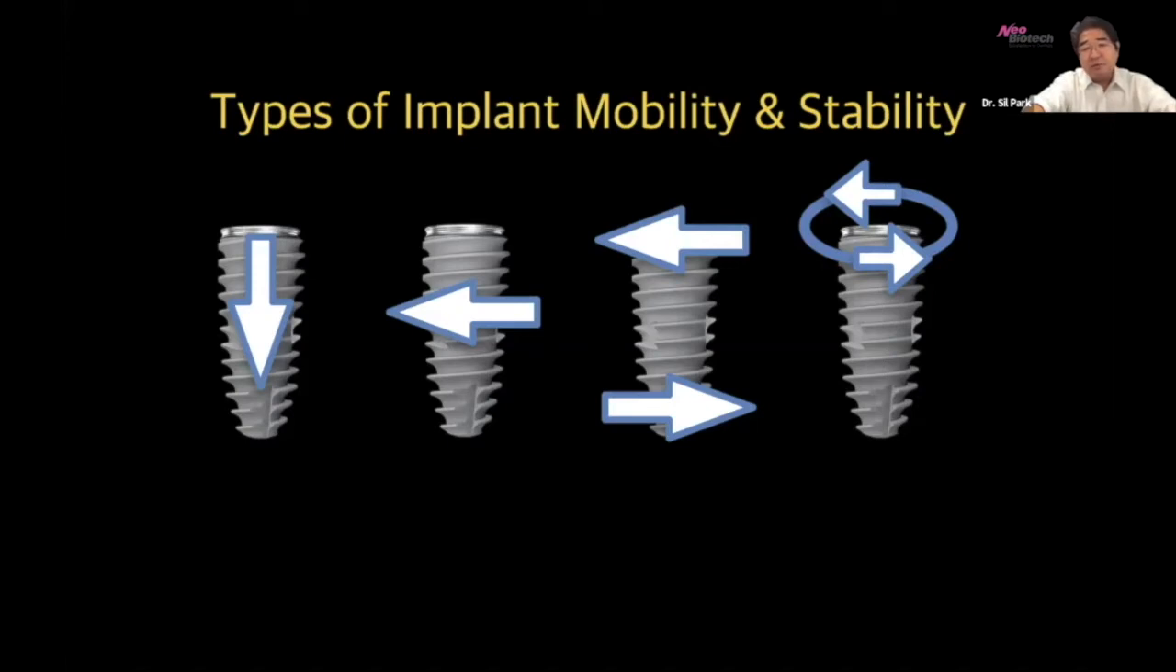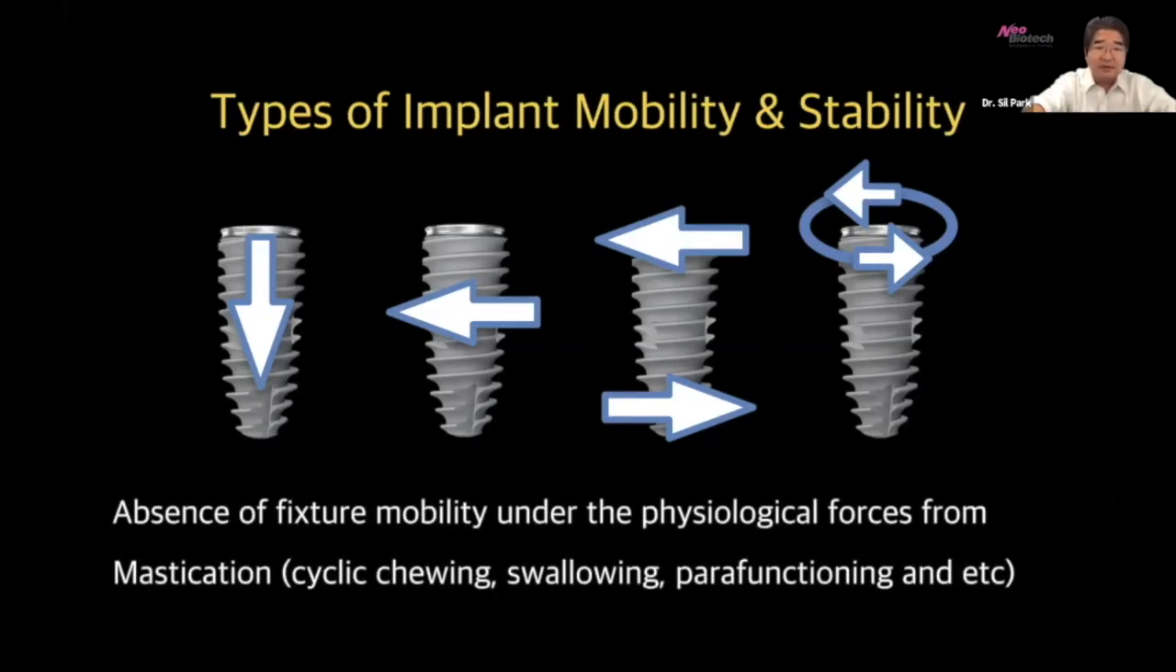So in my humble definition, implant stability is an absence of fixture mobility under the physiological force from mastication. In other words, when we place the implant and I put the crown, I want my patient to chew. When the patient chews, I hope my implant is not really moved, right? That is my humble definition of implant stability.